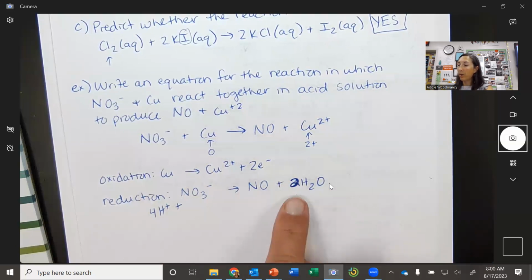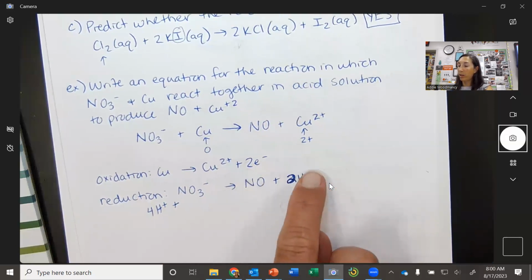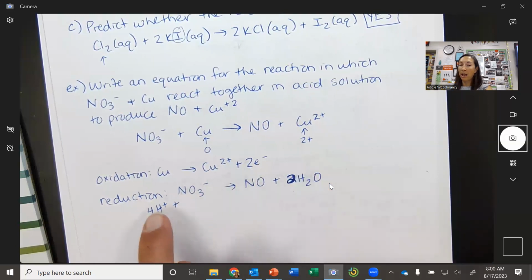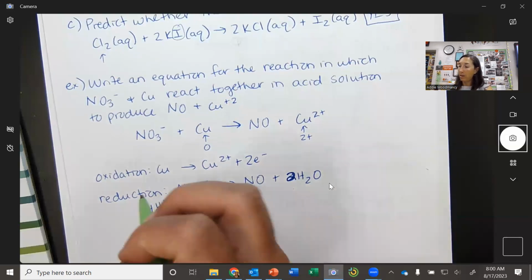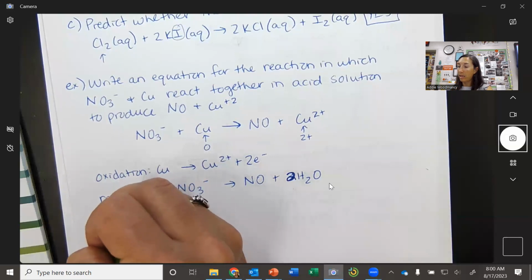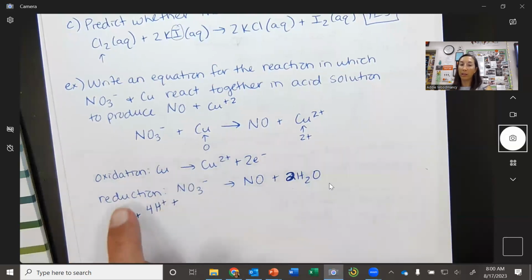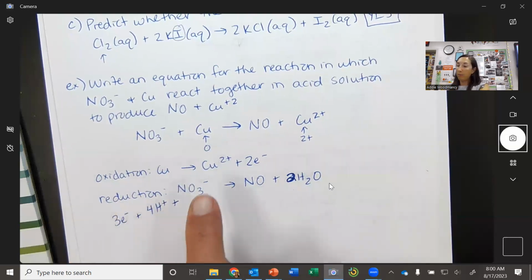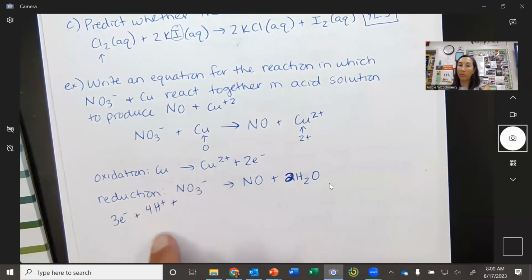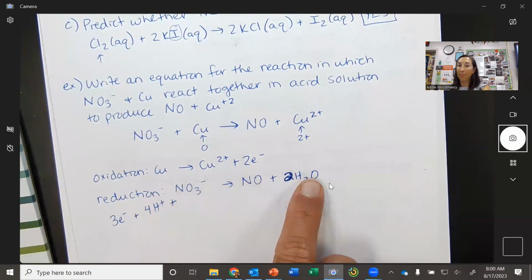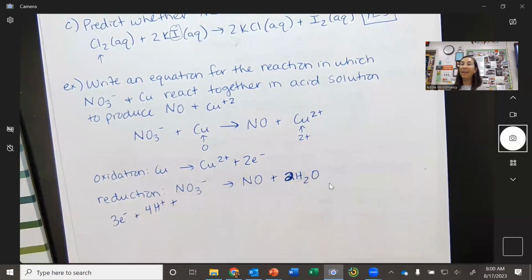Down here on the right-hand side, I have a 0 charge. On this side, I have 4 positives and 1 negative, which brings me to 3 positive. So I got to add 3 negative electrons on the left side so that 4 negatives plus 4 positives gives me a total of 0, like over here. Now I'm almost done. The last thing I need to do is cancel out my electrons.